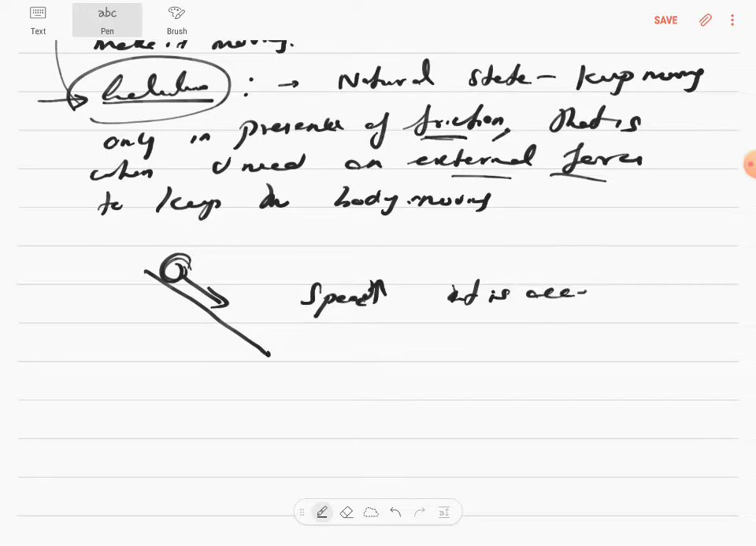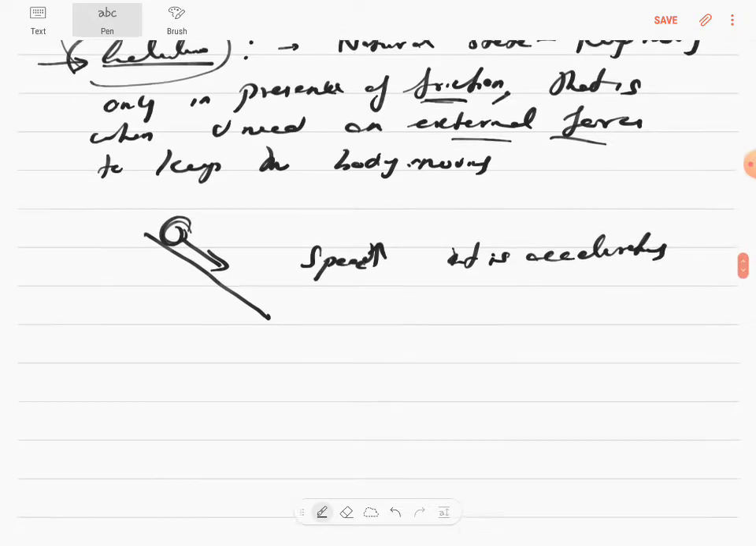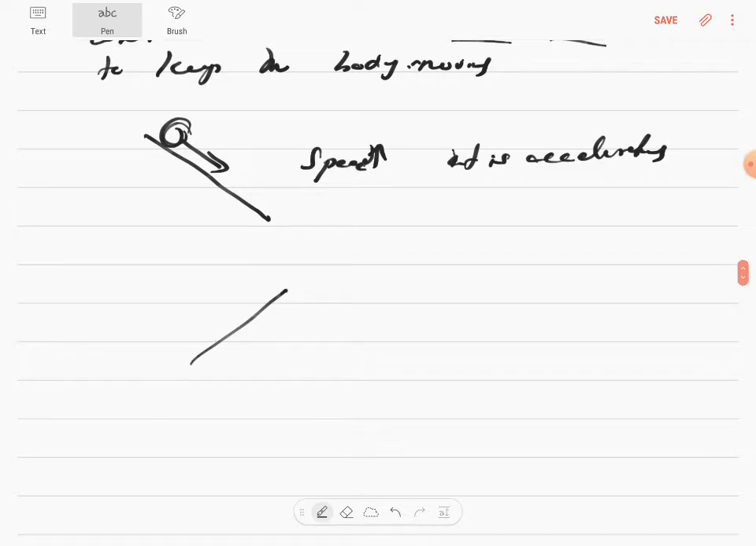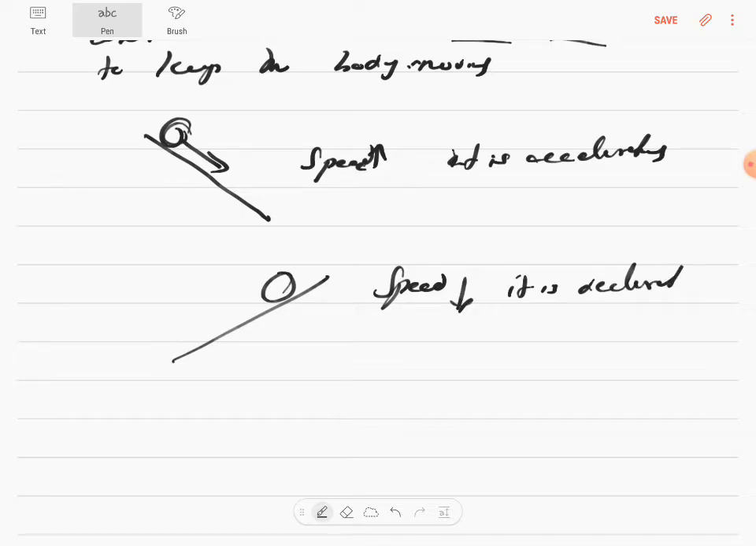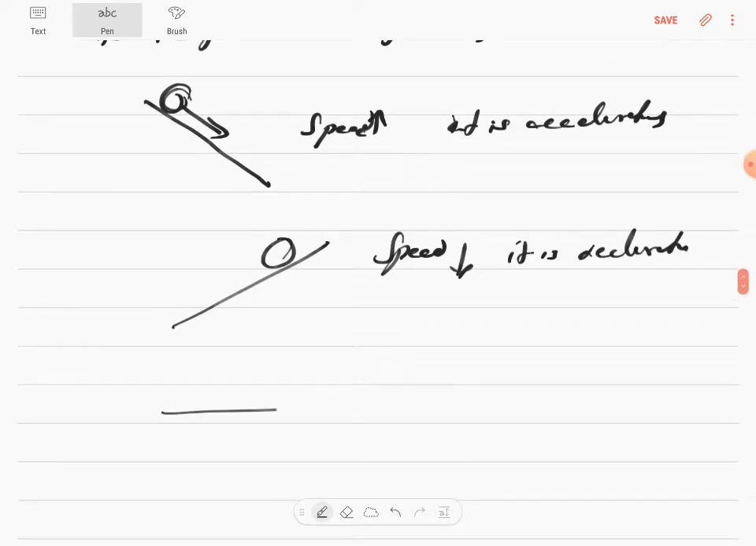Similarly, he took an inclined plane and made the body go up it. He noticed the speed is decreasing, which means it's decelerating. Correct? Then he concluded that if it was flat, it will go with a uniform speed.